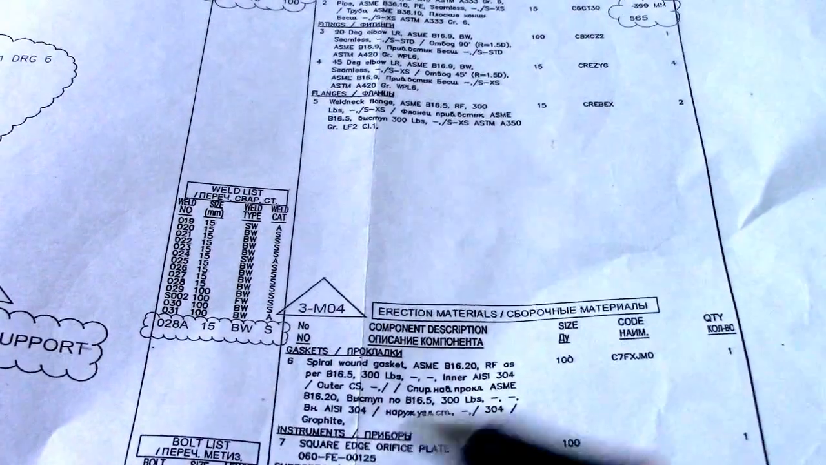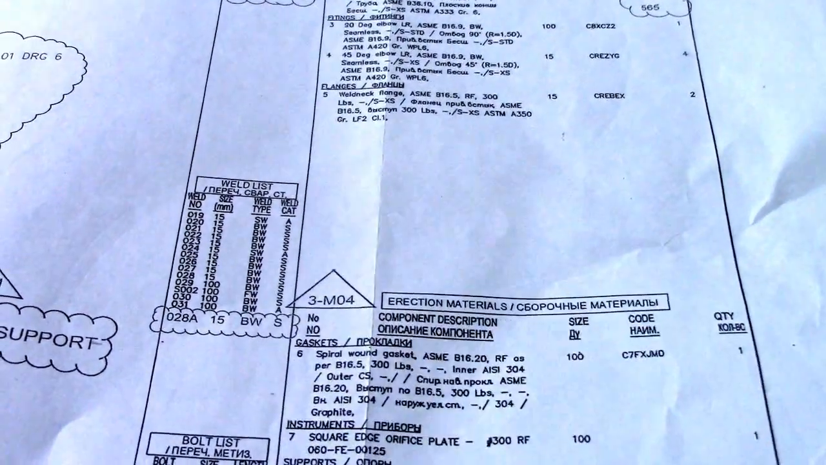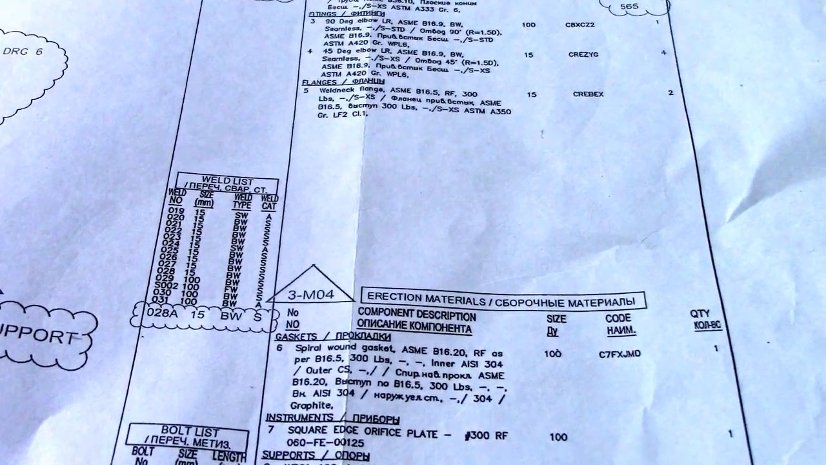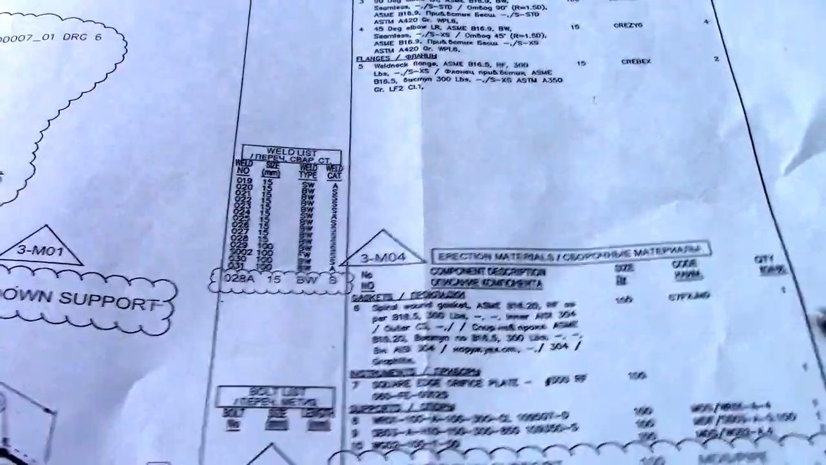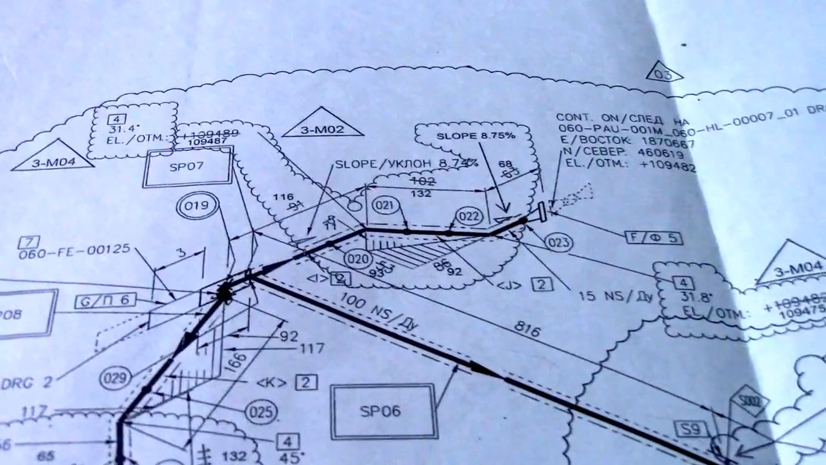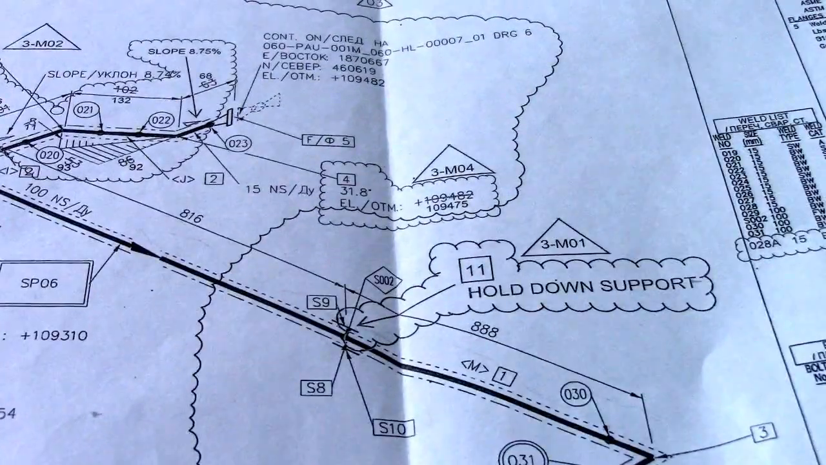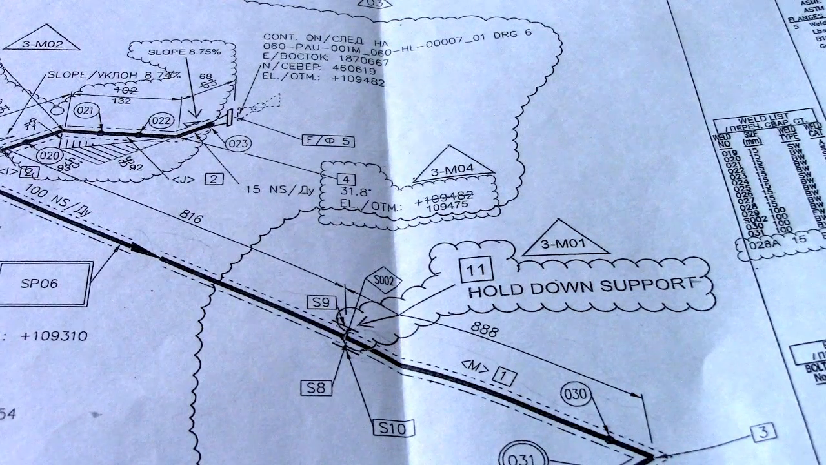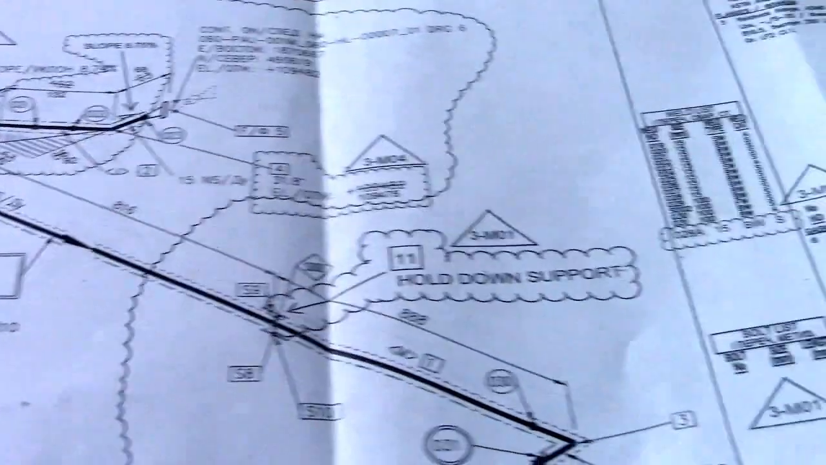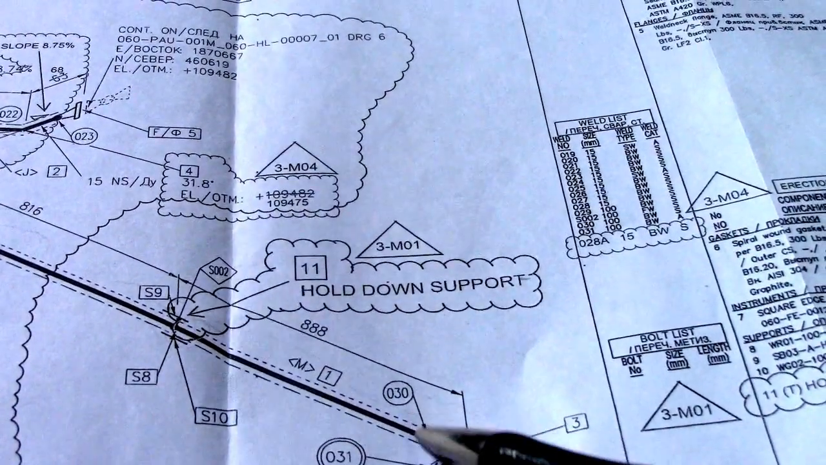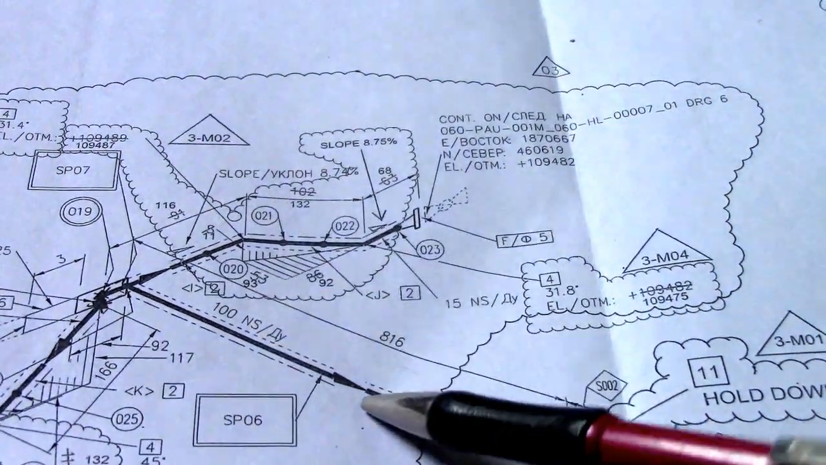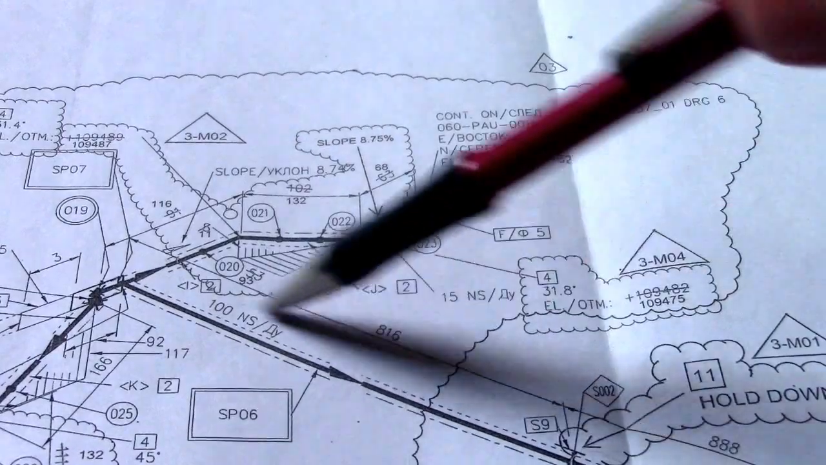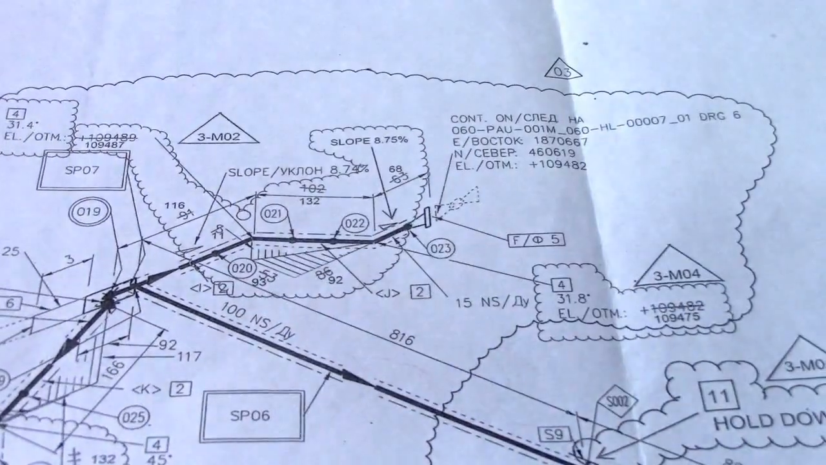So this portion is for the erection materials. The gasket, instrument, supports, and also bolts list here. Okay, so this is the line to be fit up in the fabrication. So if you see this one, this is a field weld, this is a shop weld, supports. So if you see this arrow, so this is a flow direction. It means the service is going there.